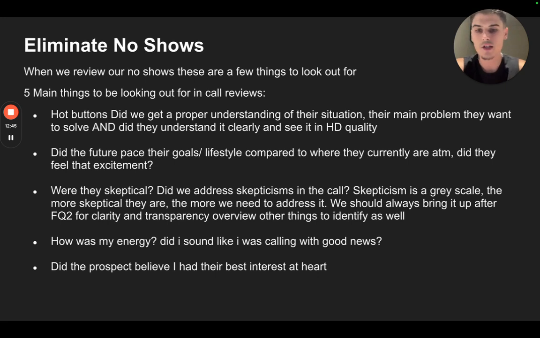Other things to identify as well. How was my energy? Did we sound like we're calling with good news, or did we sound like we're from a morgue, right? The energy needs to be up. Did the prospect believe we had their best interest at heart? We basically want to help them. That's how you want to feel, right?